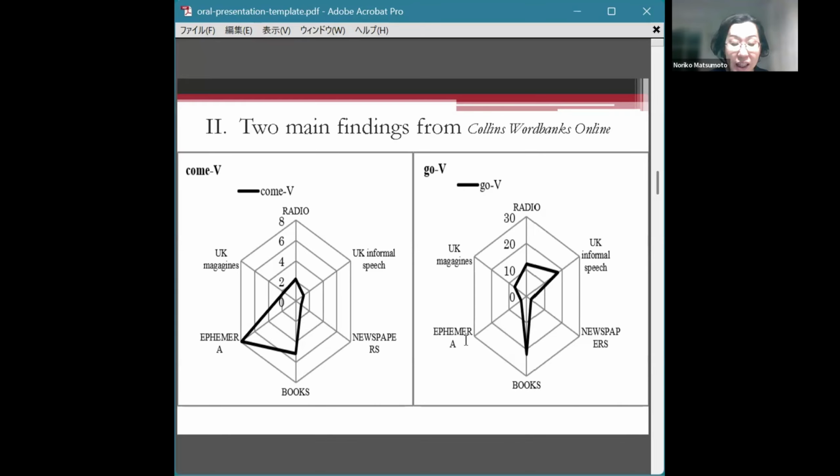It is fair to state that both come-V and go-V sequences do not tend to occur in more formal or objective contexts, such as newspapers and radio broadcasts.